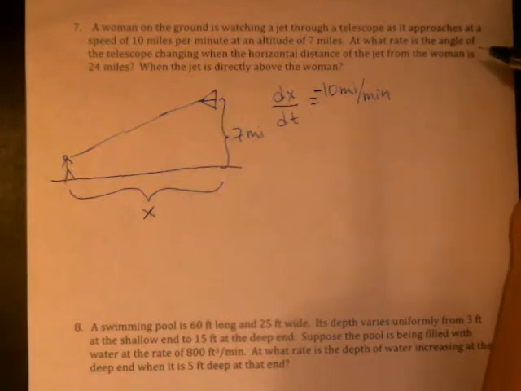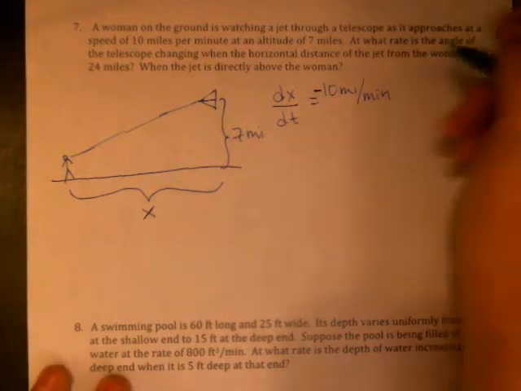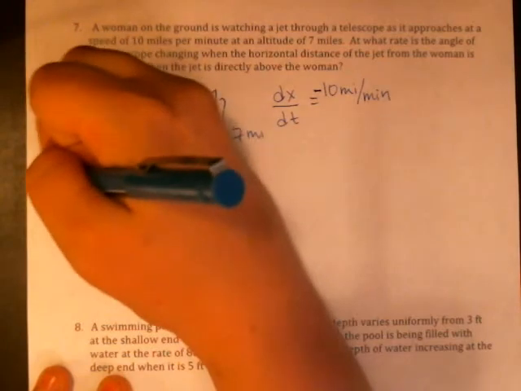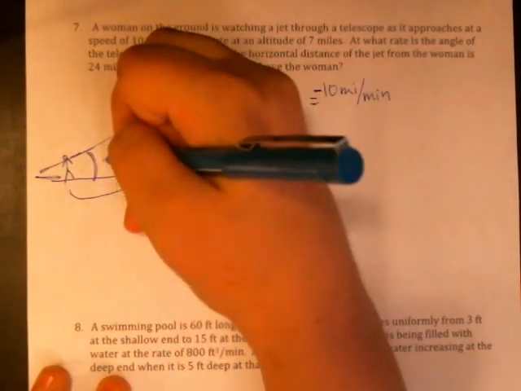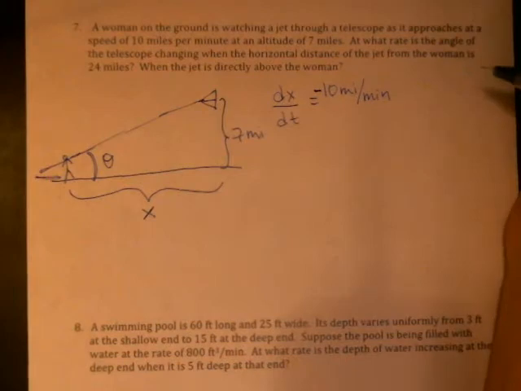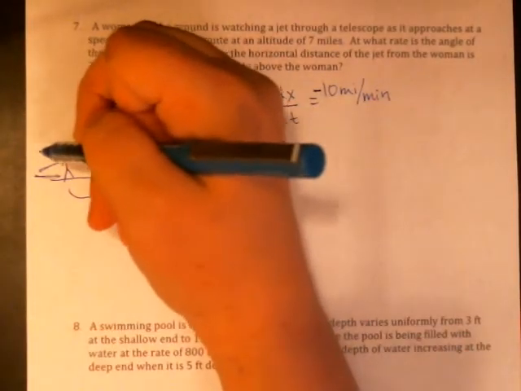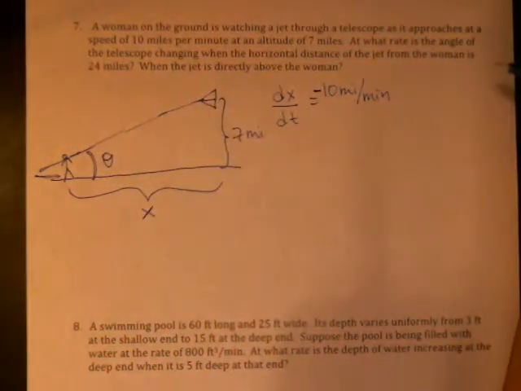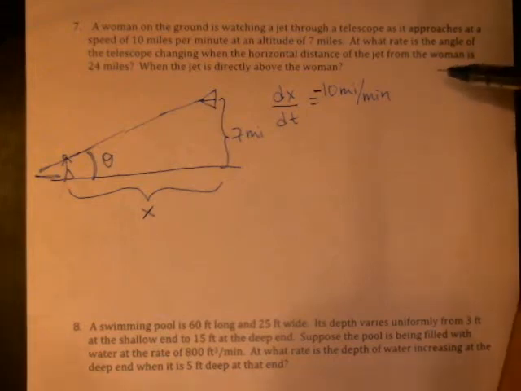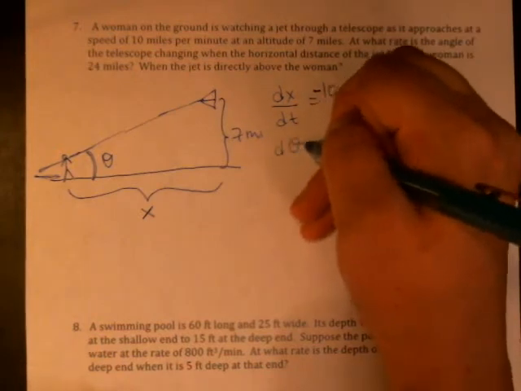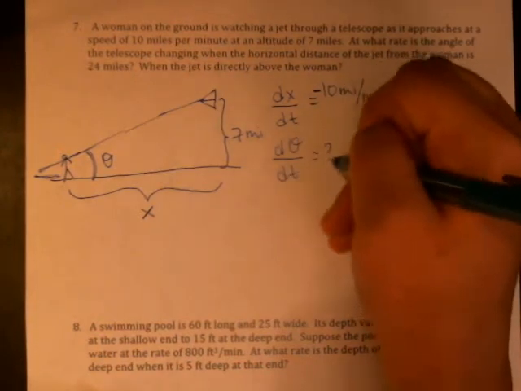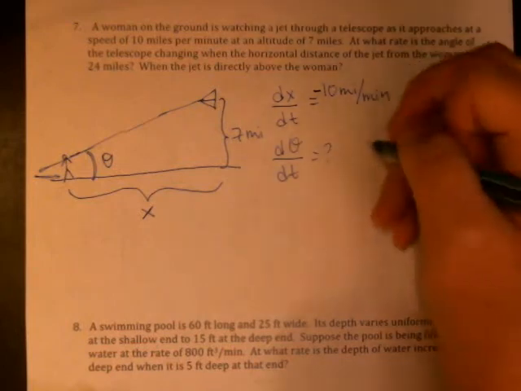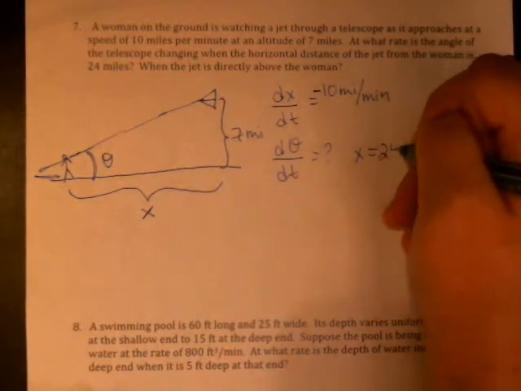Okay, we want to know at what rate the angle of the telescope is changing. So let me pretend this was closed off, and I'm going to call that theta. The angle of the telescope is a little vague, but pick an angle. You could do it from vertical if you wanted to, but this seems like the easy one: from ground level, how high up is she pointing? Angle of elevation. So we want to find d theta dt when x is equal to 24 miles.